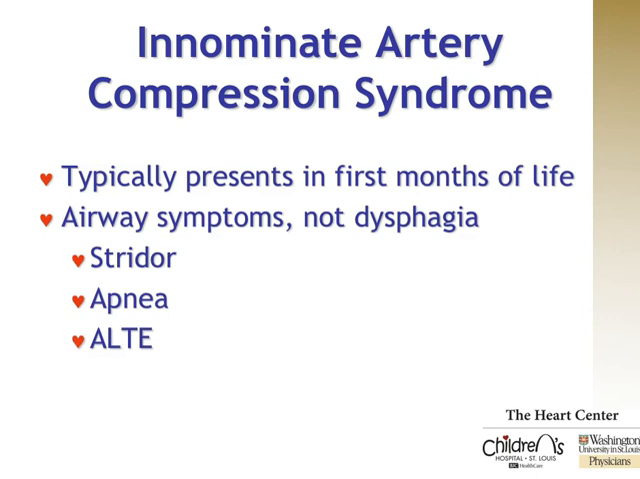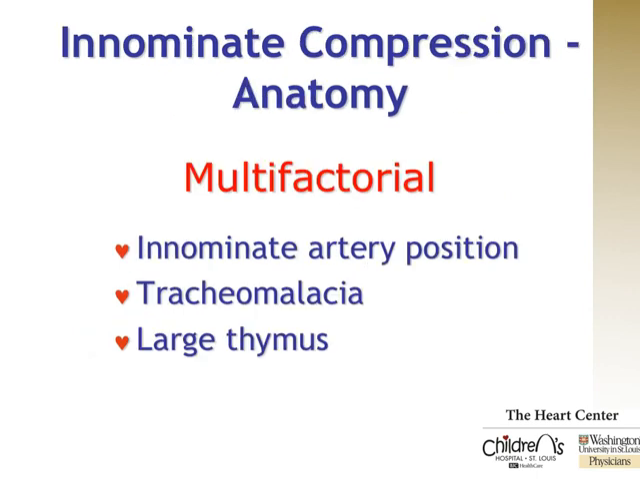This is all an anterior process. We see stridor, we may see apnea, we may see these acute life-threatening events. Very similar to some of the constellation of things we see with bad gastroesophageal reflux, so sometimes very difficult to differentiate them. I think what's most important about this entity is that it's multifactorial.